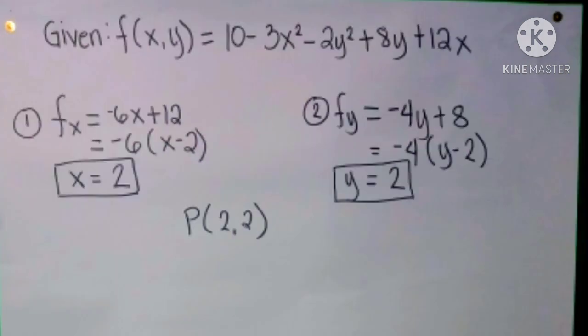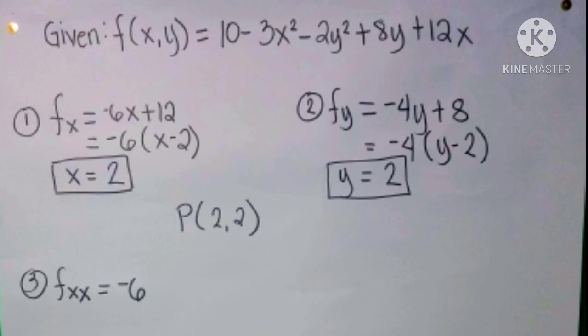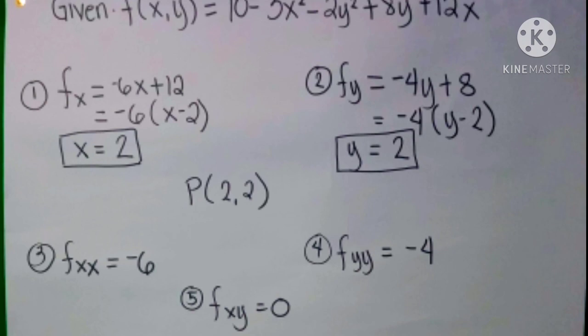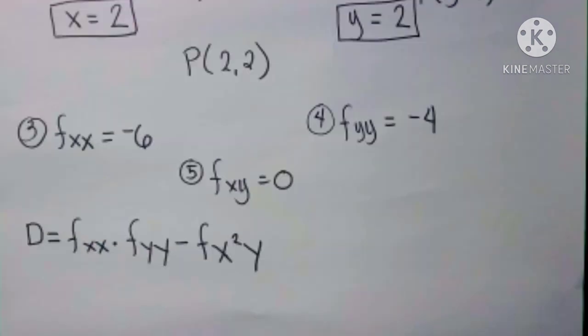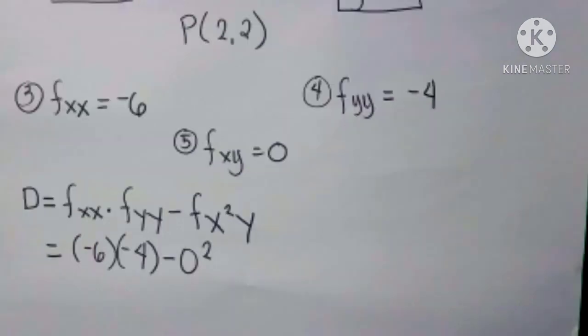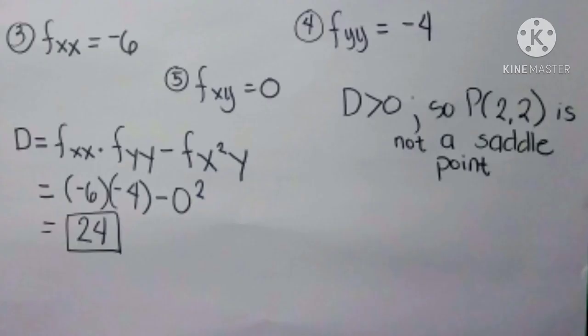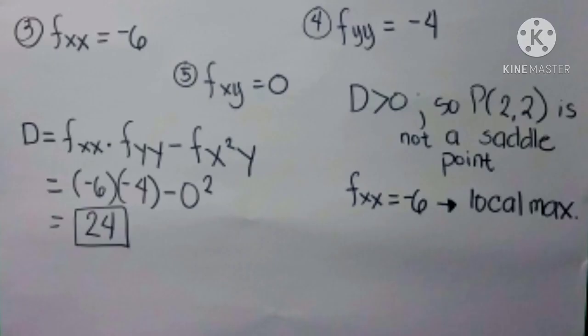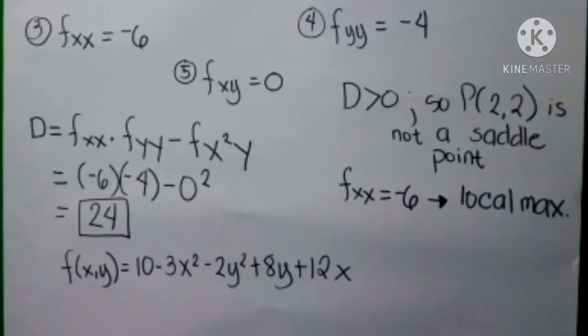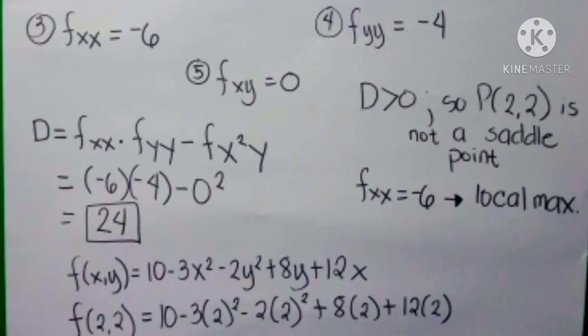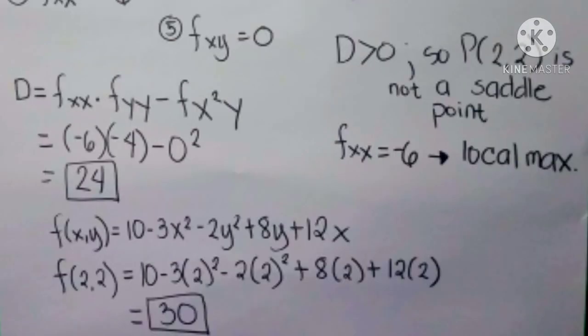So the next thing to do is to calculate the second partial derivatives. So we're going to calculate f sub double x. It equals negative 6. The same goes with f sub double y, so we have negative 4. So now we're going to calculate the mixed derivative. So now let's substitute everything into the formula. So the answer would be 24. After that, we have to substitute our points. As we have solved earlier, we have 2, 2 in the function. So the answer would be 30.